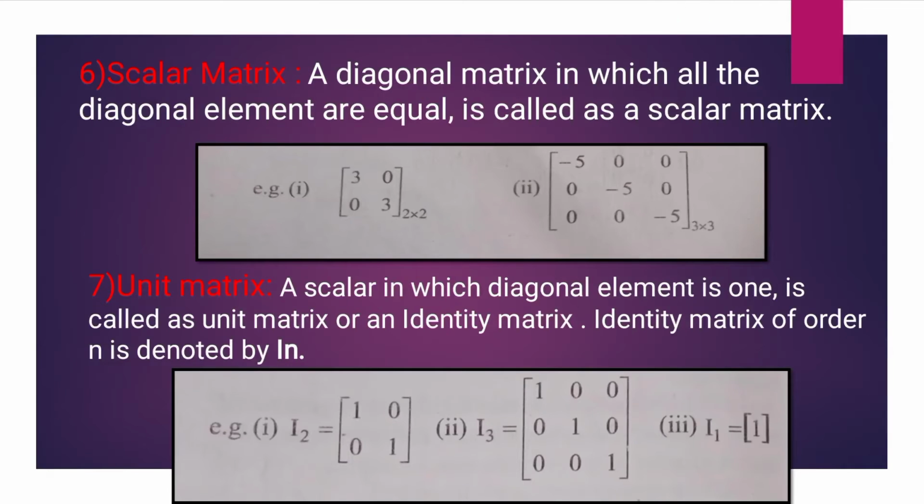Sixth type is scalar matrix. A diagonal matrix in which all the diagonal elements are equal is called a scalar matrix. Now this is the example.